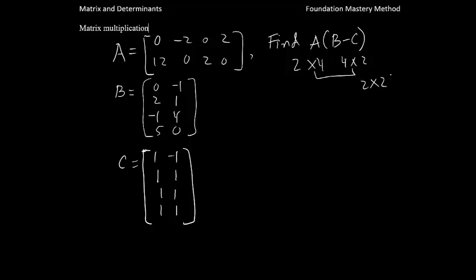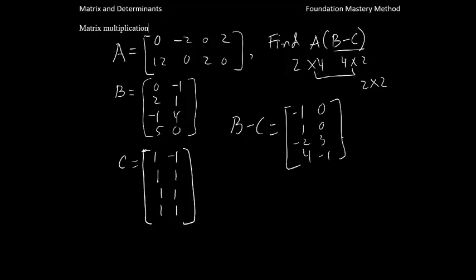So first you see, you can do the order of operations, do the parentheses first, B minus C. So B minus C, subtract C from B, so you get negative 1, then you get a 0 here, then you get 2 minus 1, which will give you 1, and then negative 1 will give you negative 2, 5 minus 1 will give you 4. Same way we did already, negative 1 will subtract, you get a 0, so 1 minus 1 is 0, 4 minus 1 is 3, and 0 minus 1 is negative 1. So you got B minus C.